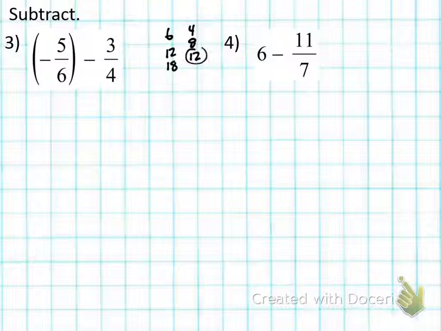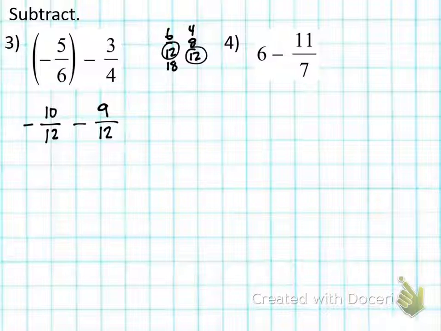We have 12 as our new denominator, so 6 times what is 12? 2 times 5 is? 10, good. 4 times what is 12? 3 times 3 is? 9. Okay, finish up my problem for me. I'll give you a minute to write your answer.